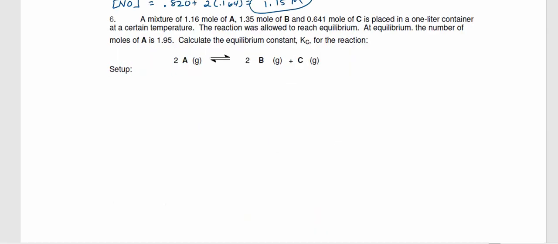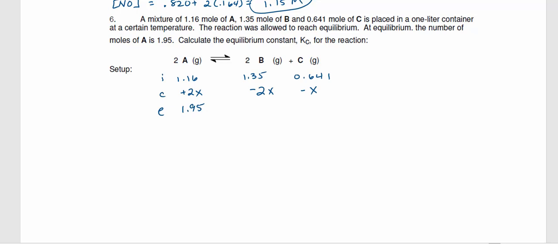So now let's start. If we have 1.16 moles of A, 1.35 moles of B, and 0.641 moles of C in a 1 liter container, so these are also our molarities, and we're allowed to reach equilibrium, then we're told we have at equilibrium 1.95 moles of A. So here's my initial and here's my change. I must be adding 2x for my change here, which means I'm going to subtract 2x from B, and I'm going to subtract x from C.